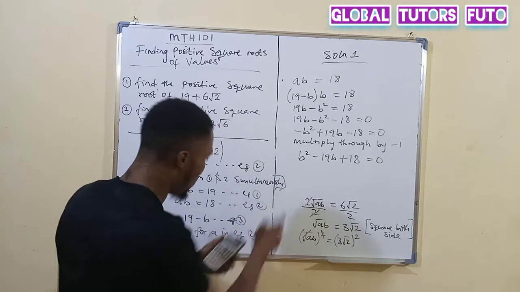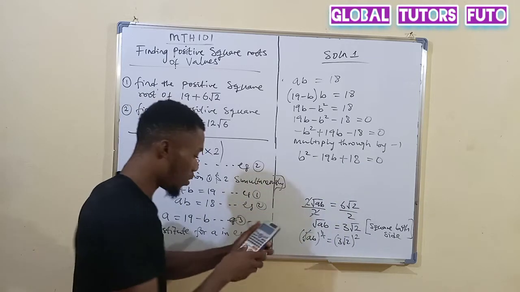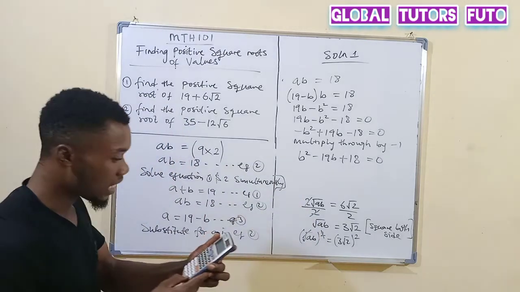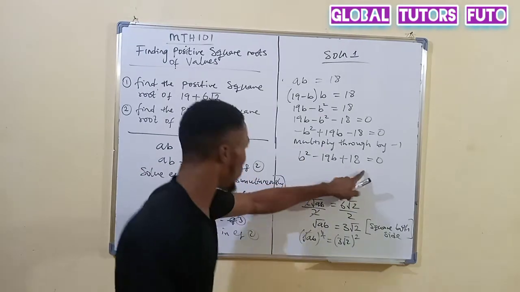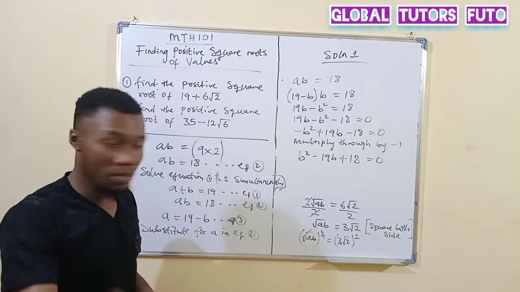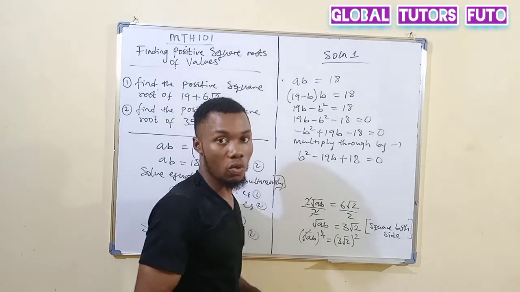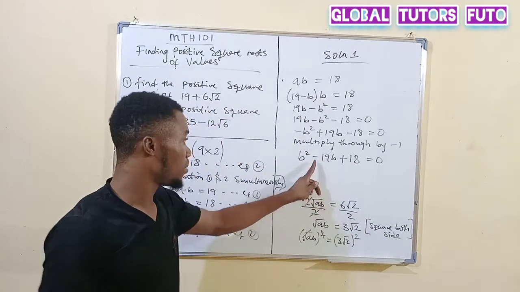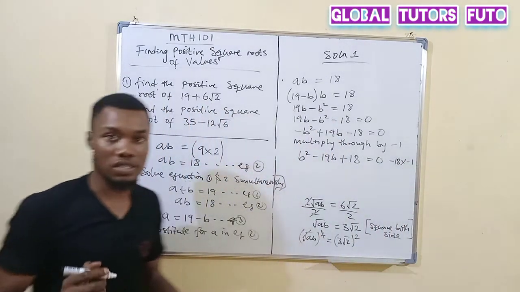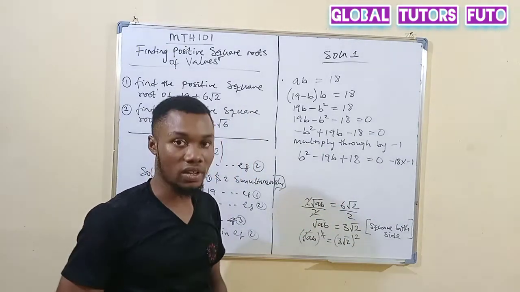So the coefficient of B squared here is 1. The coefficient of B here is minus 19, and our constant here is 18. So let me see whether it is factorizable. I am getting 18 and 1. So at this point, if you check it, you find out that it is factorizable. Since this is minus 19 and the coefficient here is 1, 1 times 18 is 18. What do you multiply to get 18, and when you add, you get minus 19? Minus 18 times minus 1 will give us 18. Now minus 18 plus minus 1 will give us minus 19. So it is factorizable.